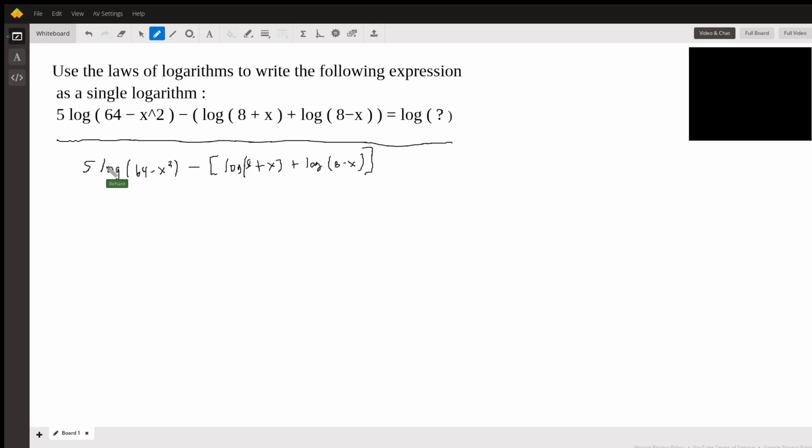So I'm going to start, actually I'm going to leave this one alone for a while. Let me just copy this one. 5 log 64 minus x squared. So in the square bracket here, I'm adding 2 logs. So there's a property. Let me change color here so you can see.